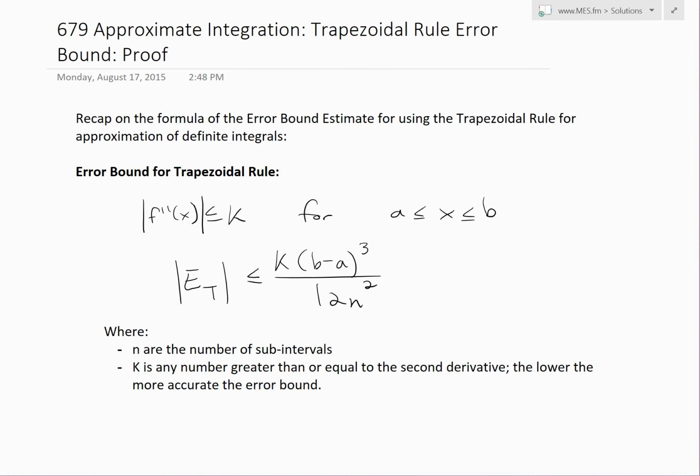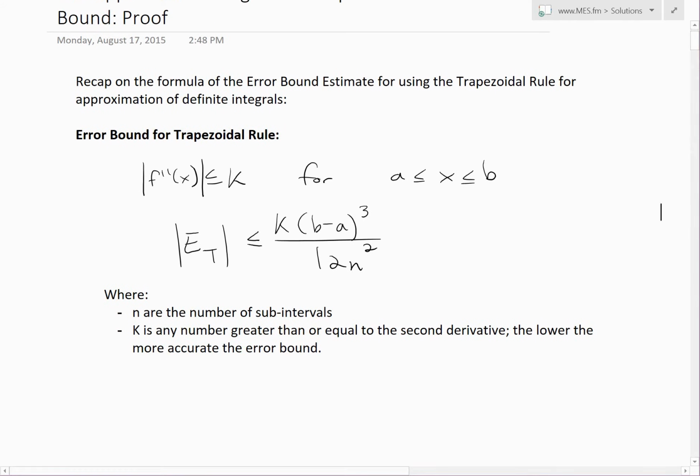Time to discuss further into approximate integration and now look at the trapezoidal rule error bound, and go over its proof. Basically, to recap on the formula of the error bound estimate, which I went over in my last video for the trapezoidal rule for approximation of definite integrals. This is it right here. Basically, the error bound for the trapezoidal rule.